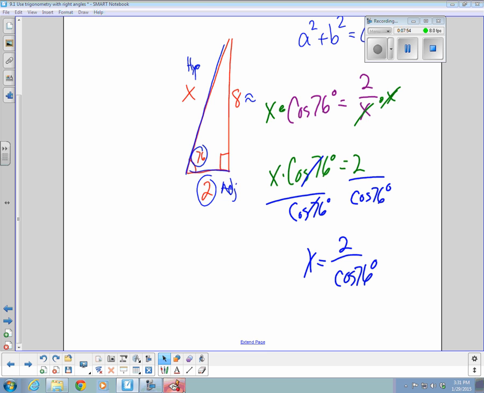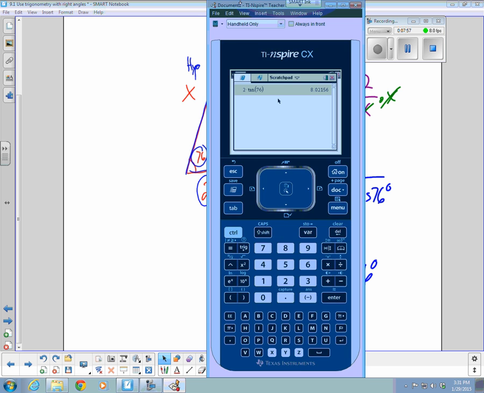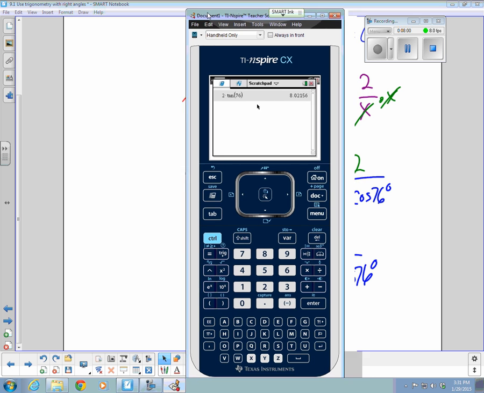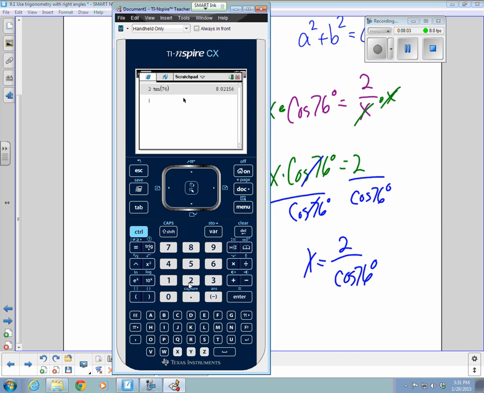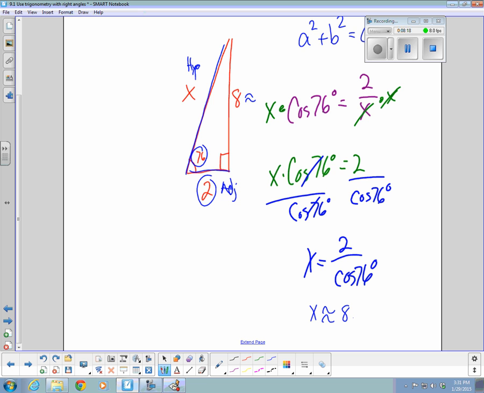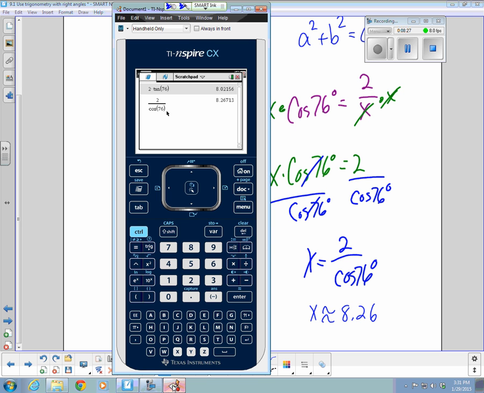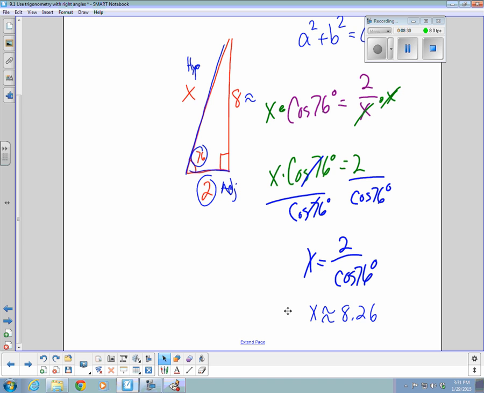All right, let's find out what that is. So 2 divided by cosine of 76 degrees. Enter. Bam. 8.26. So we'll just call it x is approximately 8.26. That sounds about right. If we're getting particular about this, it should round up, and that's a better answer. So there you go.